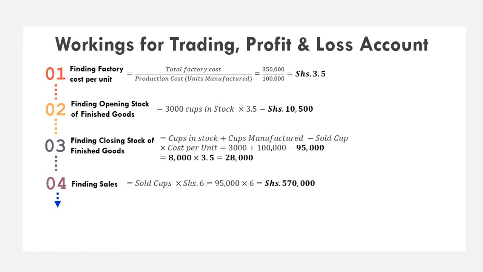In our next video, we'll continue with part 2. We'll still prepare manufacturing account, trading profit and loss account, and the balance sheet, and we will see how to do the following details: how to treat opening stock of finished goods in the trading profit and loss account, closing stock of finished goods, how to treat work in progresses, both opening work in progress and closing work in progress, and lastly, how to prepare the balance sheet.